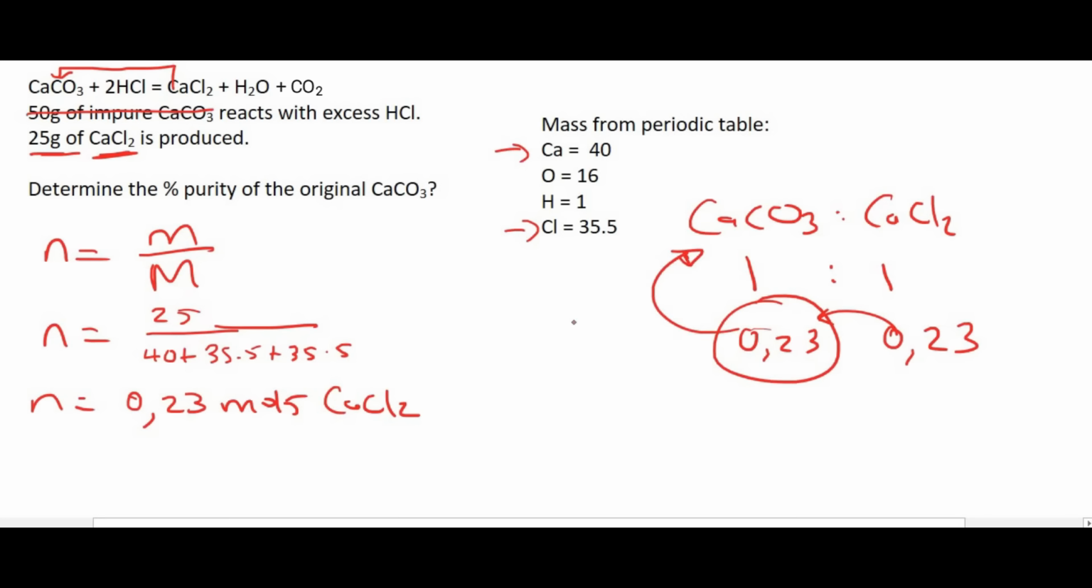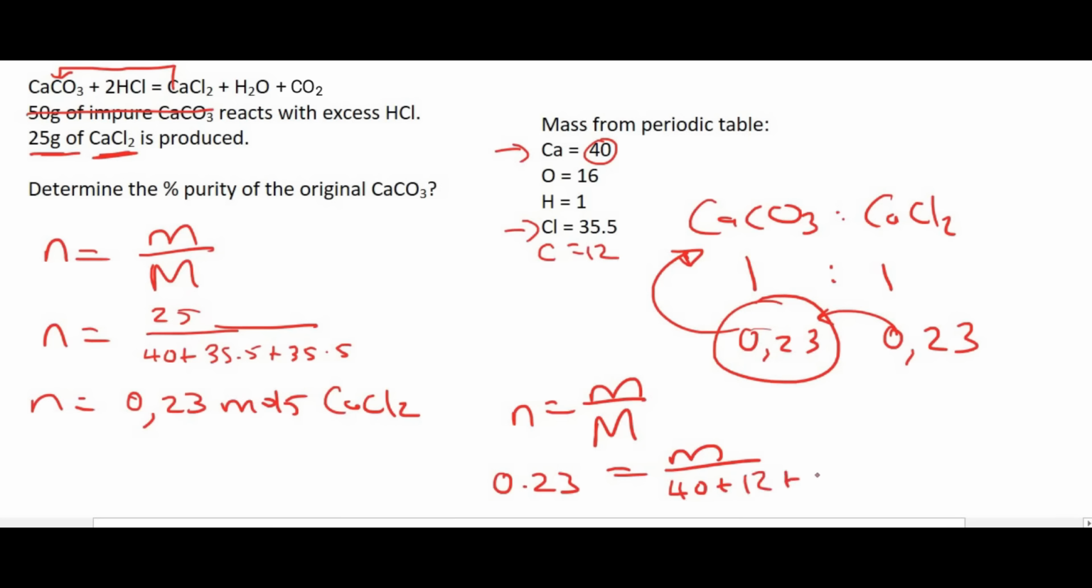So now what we can do is work out the mass of that. So we go n equals m over capital M. And so 0.23 is equal to the mass over the molar mass of CaCO3. So that's going to be 1 calcium, 1 carbon, whoops, I don't have carbon here, I do apologize, it's 12, plus 3 oxygens, which is going to be 48. If you then go work out the mass by doing the whole cross multiplying and all of that stuff, you end up with 23 grams of CaCO3.